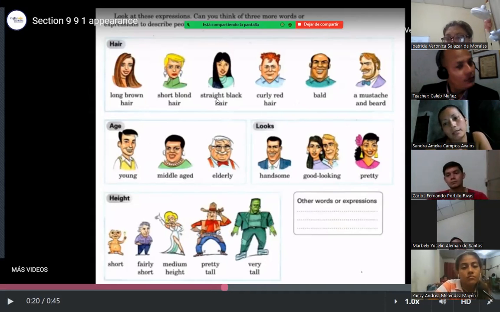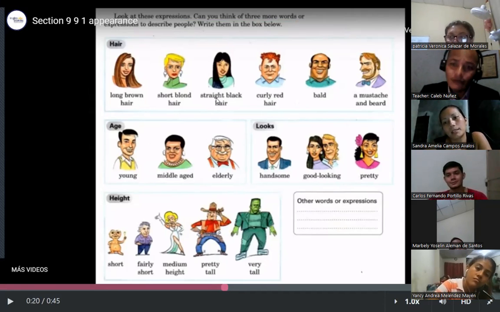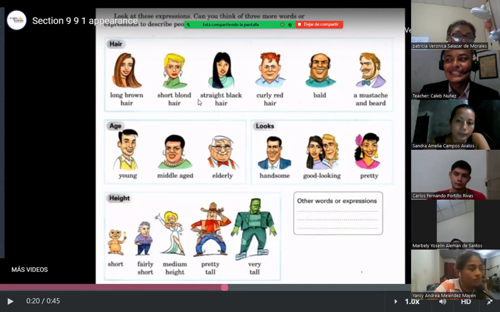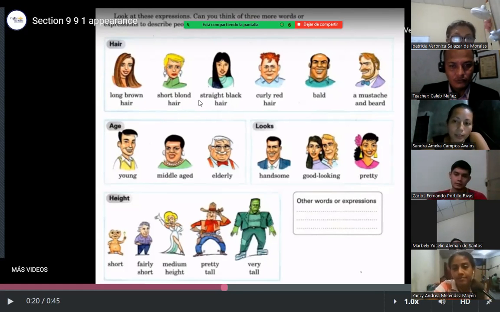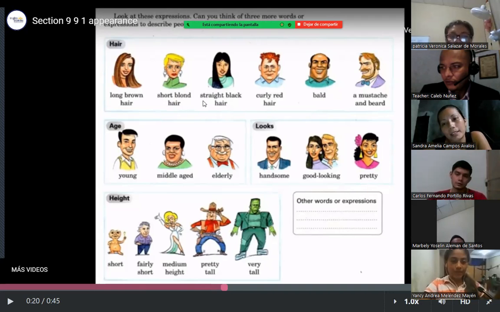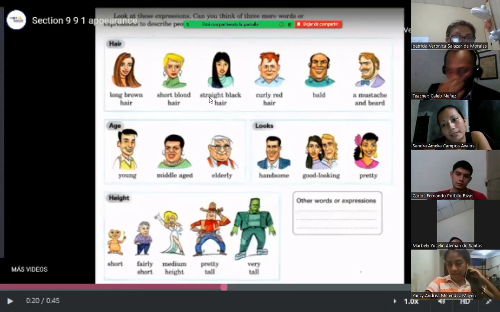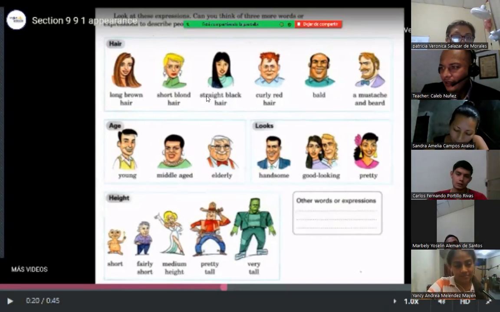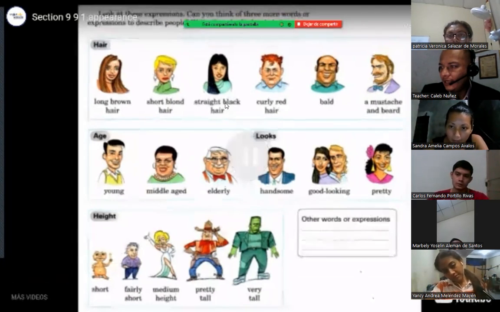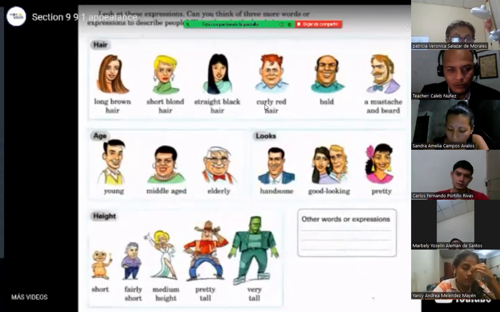Straight. Don't say "straight," teacher, no, it doesn't have an E. Don't read me an E there. Don't put another E. It's only the S. Straight. That's how it starts. What is the meaning? Liso. Lacio. That's also how you say it, right? Straight. Repeat. Straight black hair. Okay. Straight black hair. This is curly.